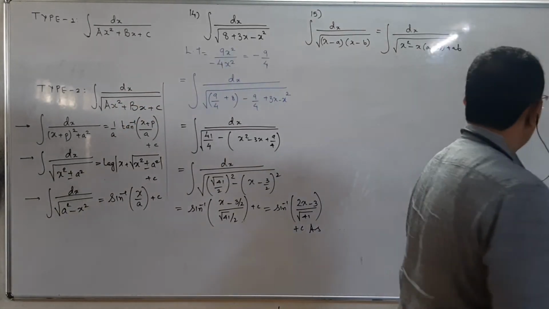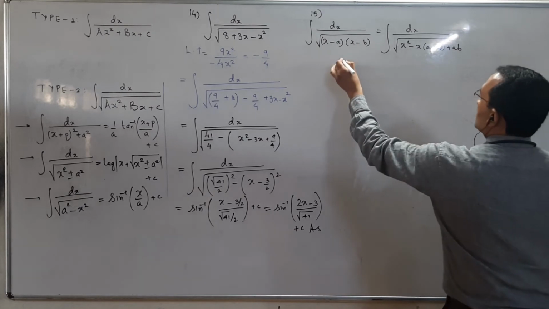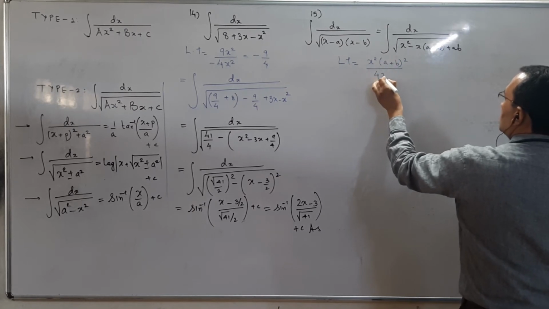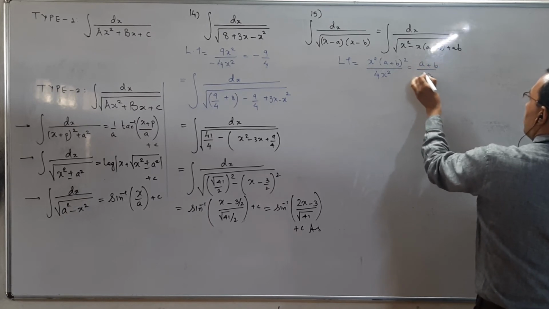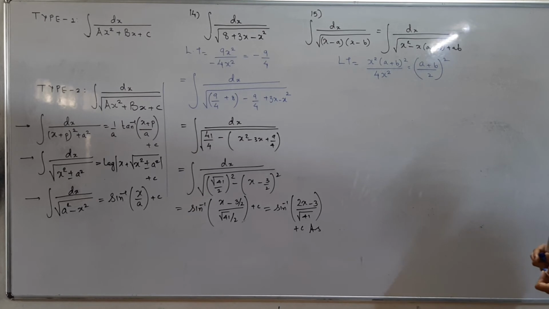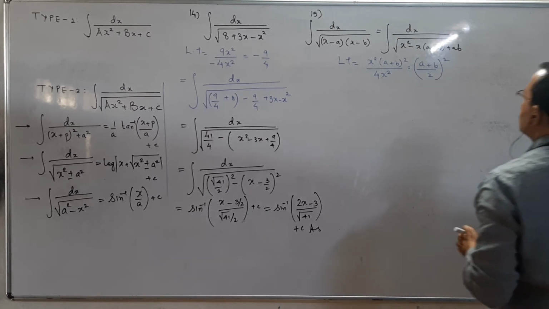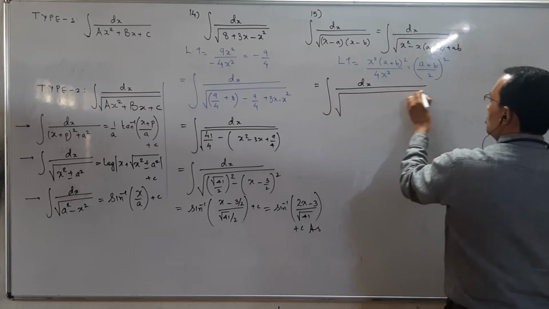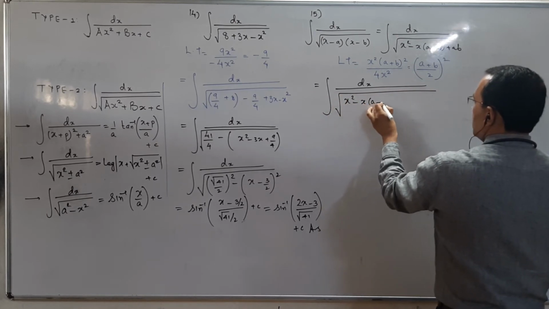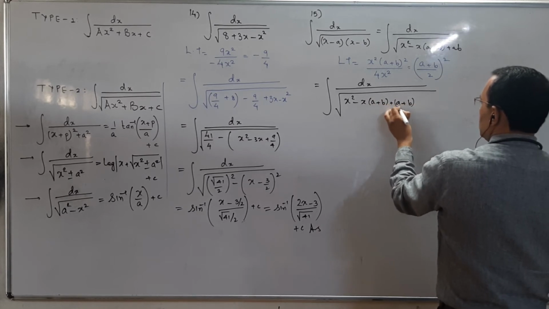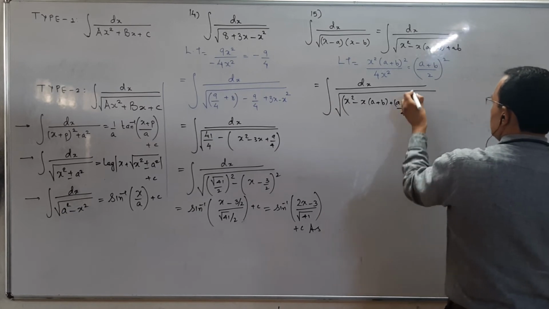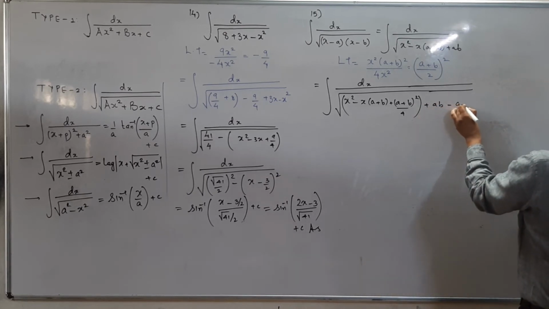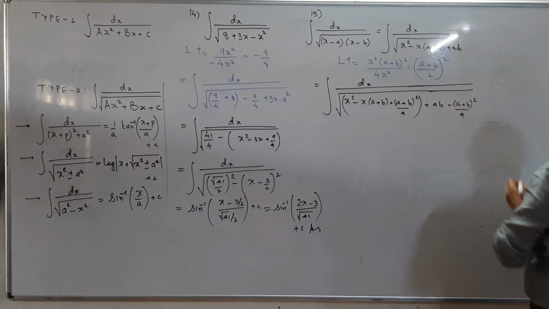Now go for finding the last term. What is the formula to find the last term? Middle term square upon 4 into first term. So this is a plus b by 2 the whole square, or even I can keep a plus b the whole square by 4. Next, add and subtract the last term within the square root. So dx upon under root of x square minus x into a plus b plus a plus b the whole square by 4 plus ab minus a plus b the whole square by 4.